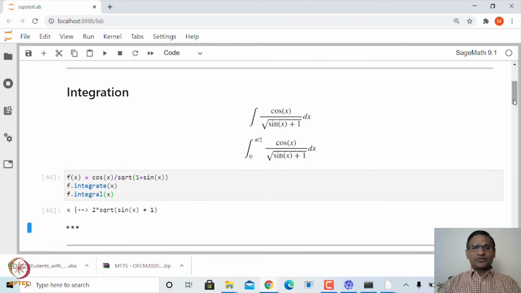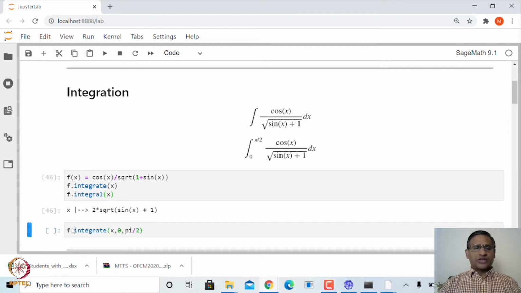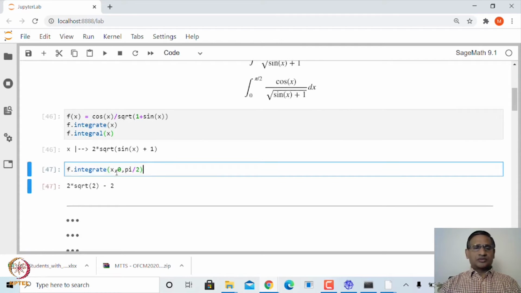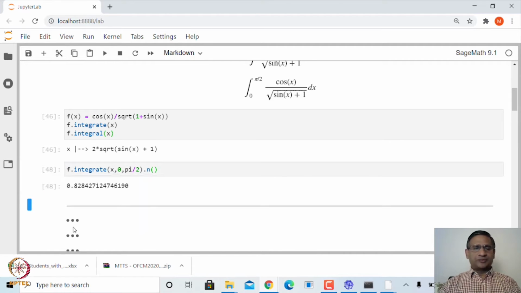Now in case you want to find this second integral, that is the definite integral, where the limit is 0 to pi by 2, then you need to supply that limit after x, you say comma 0 comma pi by 2. So this is the definite integral of the same function with limit going from 0 to pi by 2. Okay, so this is 2 into square root 2 minus 2. If you want the numerical value, you can just say .n. This will give you the numerical value.